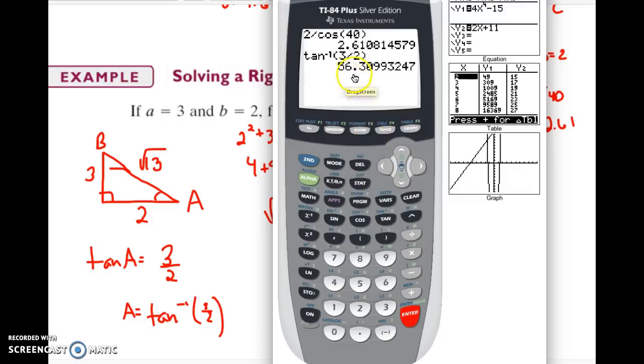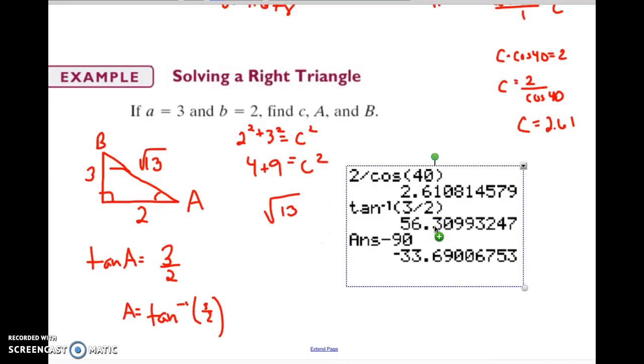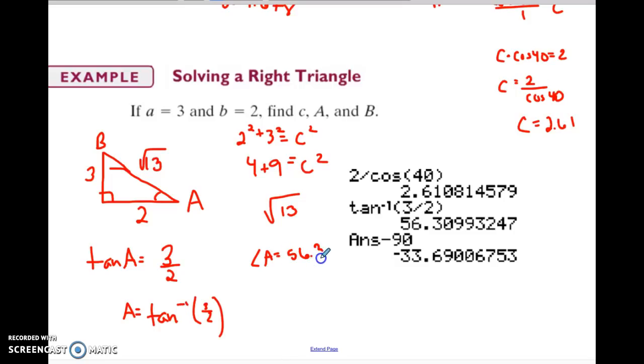So angle A is 56.3, and remember, we know A and B add up to 90 degrees, so I'm just going to go ahead and subtract from 90. And that tells me my two angles. Obviously angle B is 33.7, not negative 33. I just think it's easier to type it all in one quick step. So angle A was 56.3, angle B is 33.7 degrees.